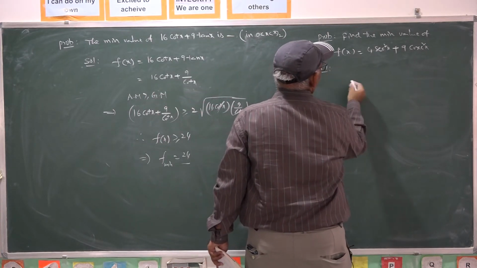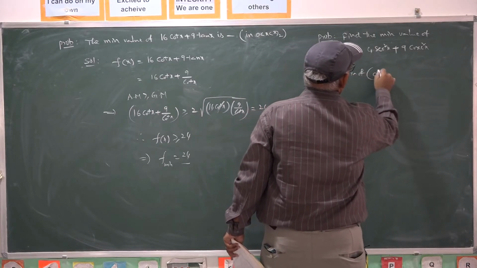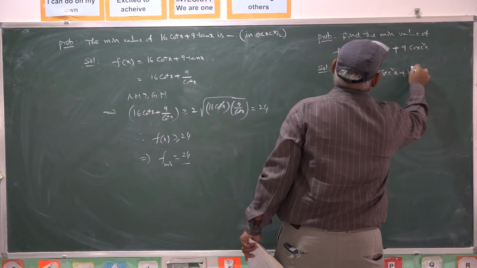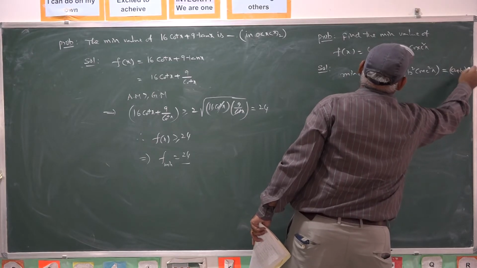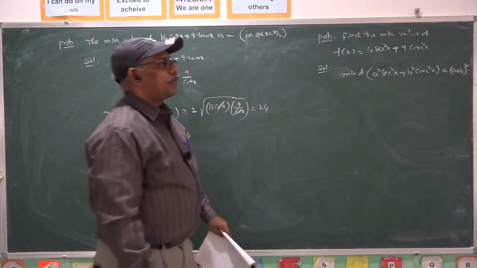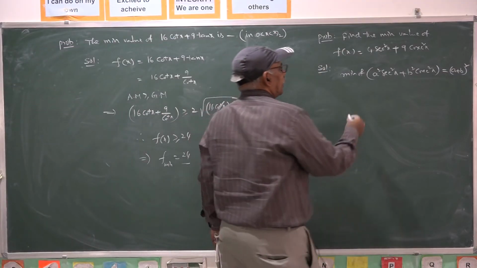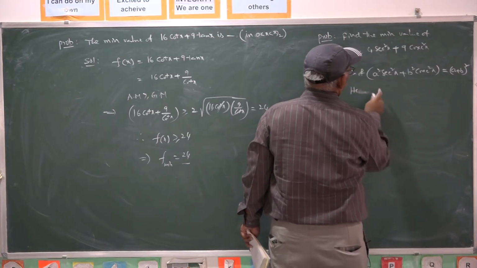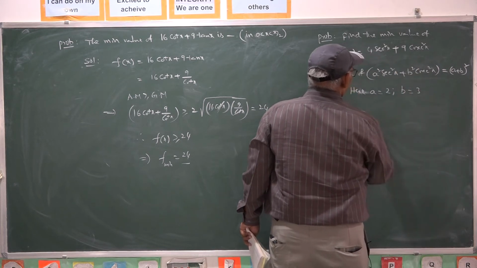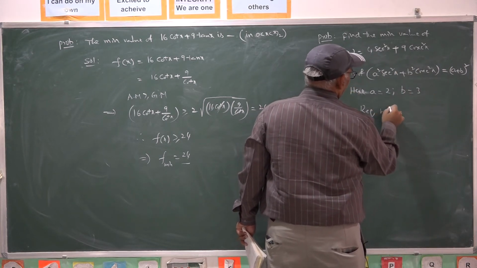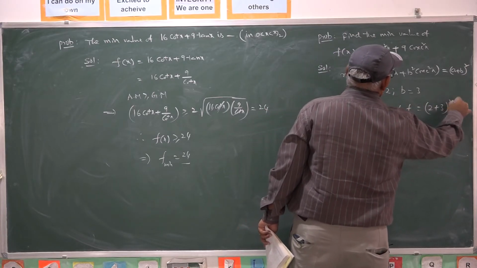This is also one formula. Minimum of a square secant square x plus b square cosec square x equals a plus b whole square. The minimum of a square secant square x plus b square cosec square x is a plus b whole square. Here a equal to 2 and b equal to 3. So the required minimum of f is 2 plus 3 whole square, that is 25.